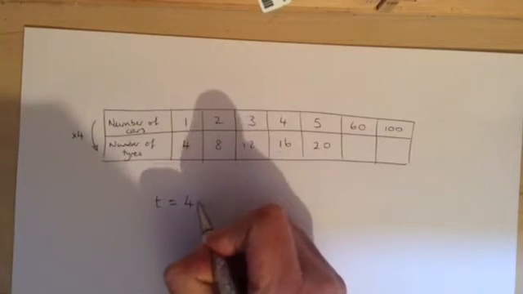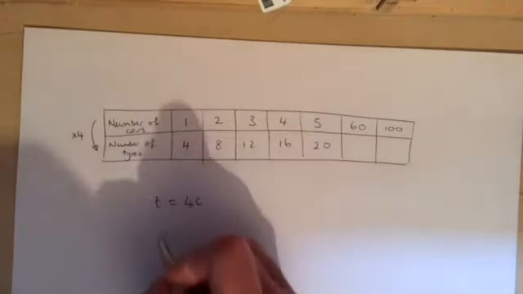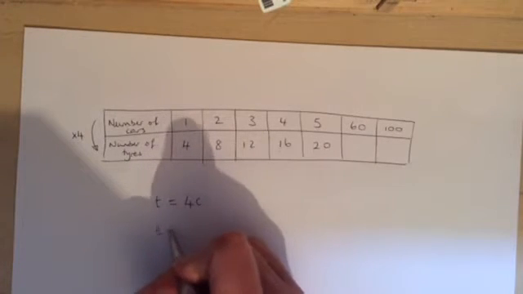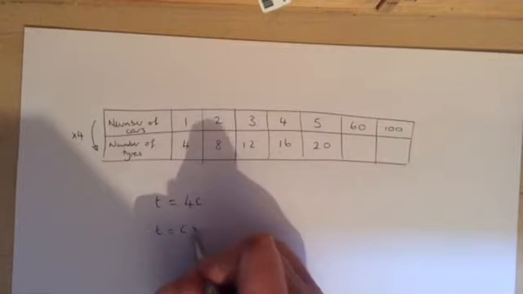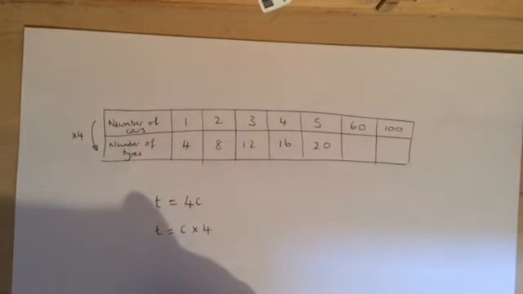So T equals 4C, if we say C is the number of cars, okay? And that's it written in the simplest form. Some of you might have thought that we could write number of cars times 4. But remember, when we put the number next to the letter, that means multiply.